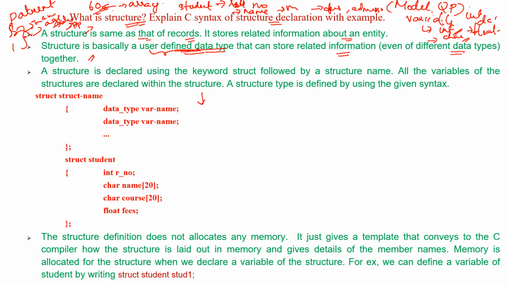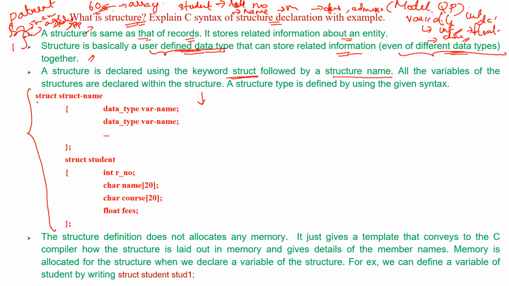This is a very important concept. The information will be of different data types. It can be integer, a combination of character, float, long, etc. Now this is the syntax of the structure. It is declared using the keyword struct, which is written entirely in small letters, followed by the structure name.